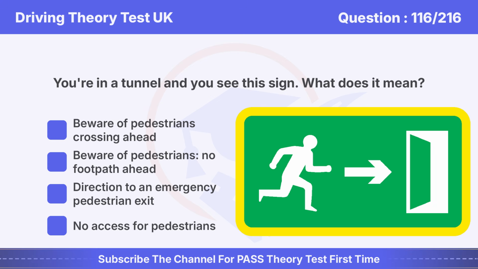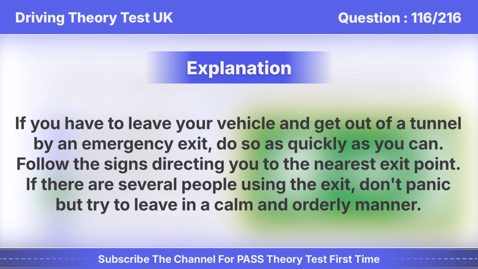Question 116. You're in a tunnel and you see this sign. What does it mean? Answer is C. Direction to an emergency pedestrian exit. If you have to leave your vehicle and get out of a tunnel by an emergency exit, do so as quickly as you can. Follow the signs directing you to the nearest exit point. If there are several people using the exit, don't panic but try to leave in a calm and orderly manner.